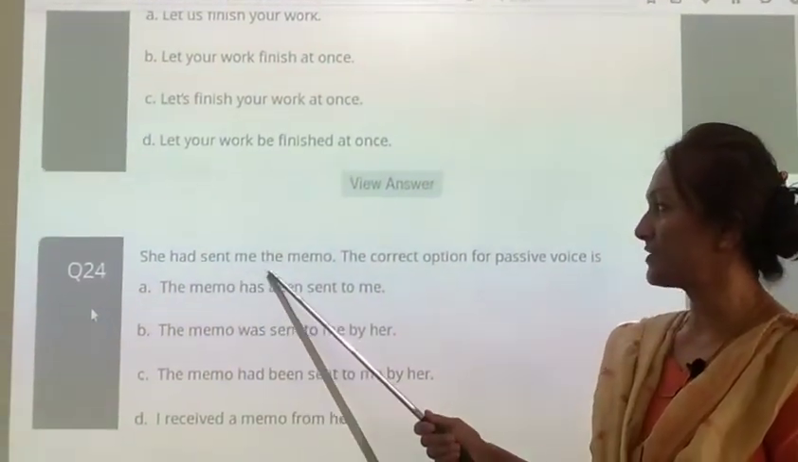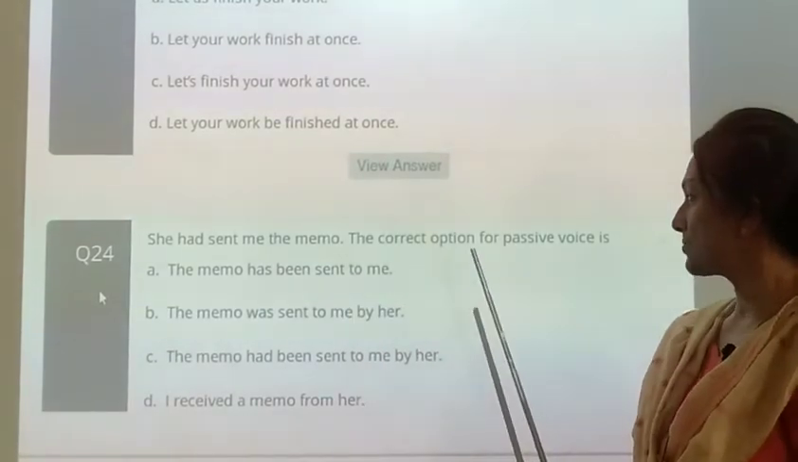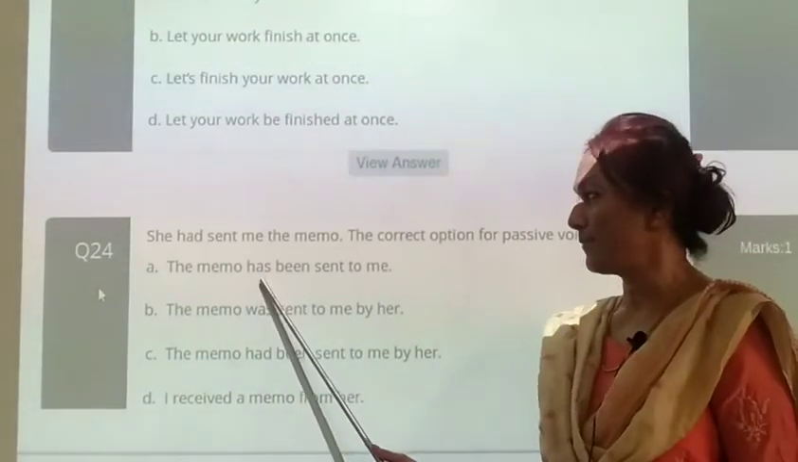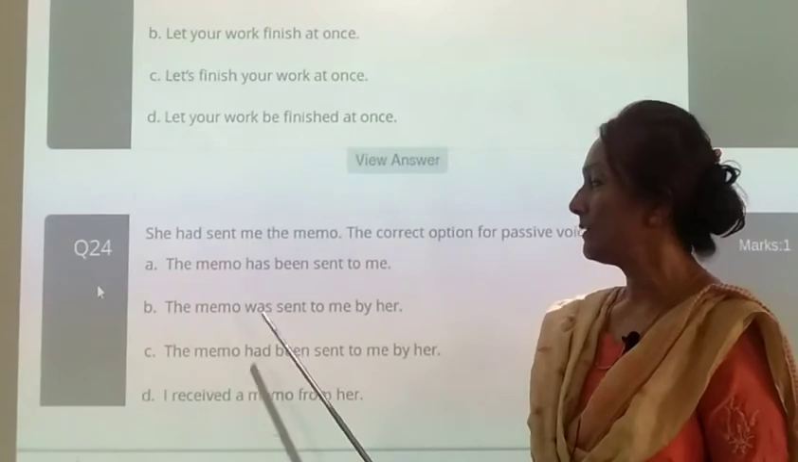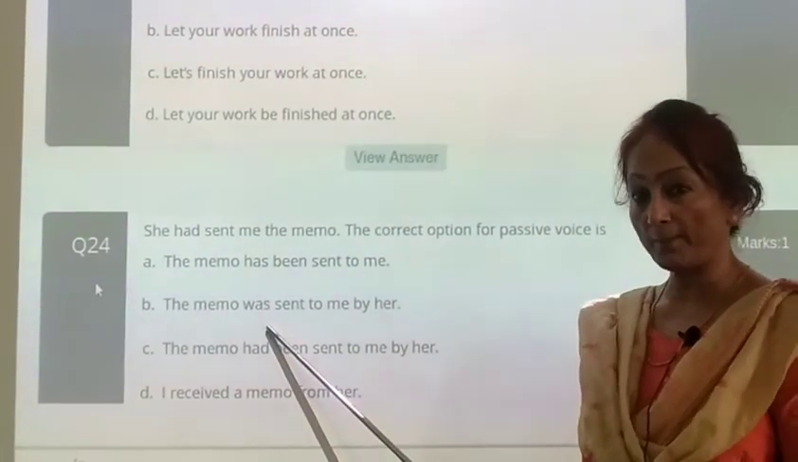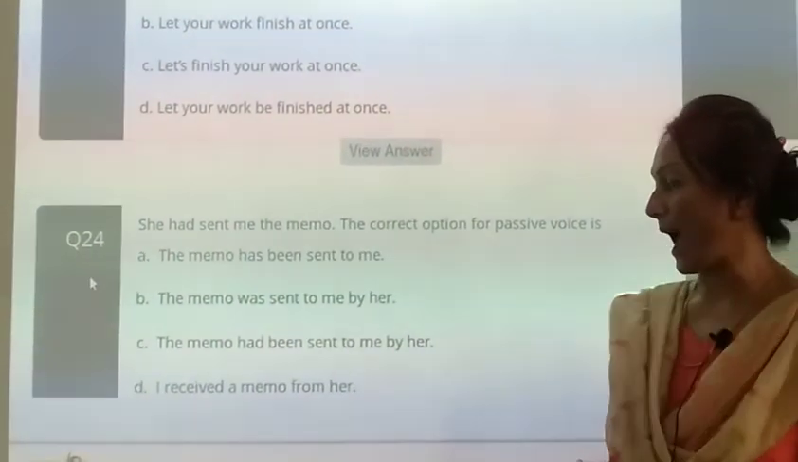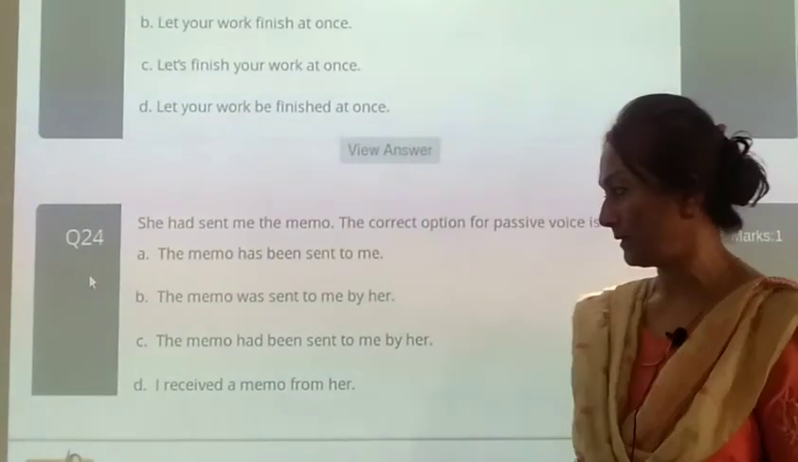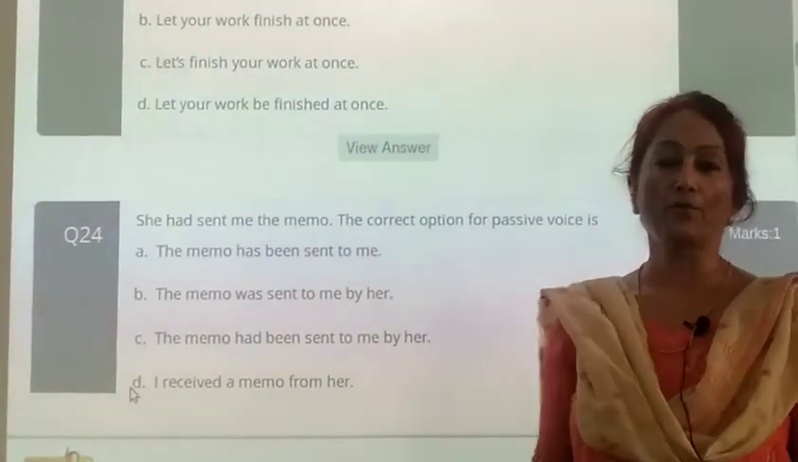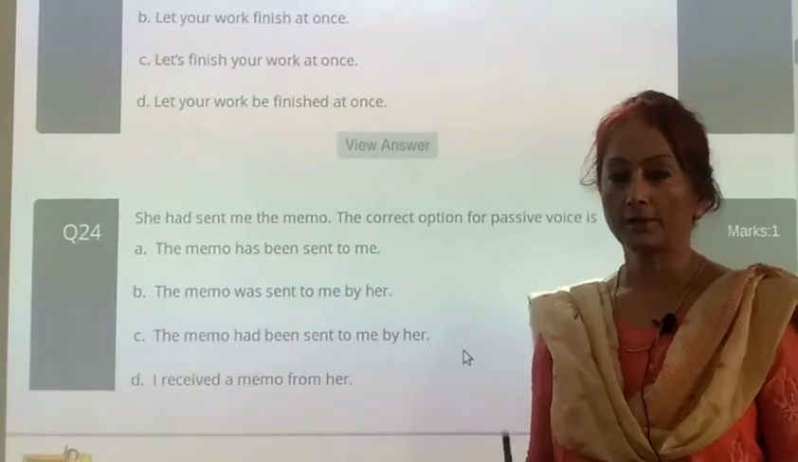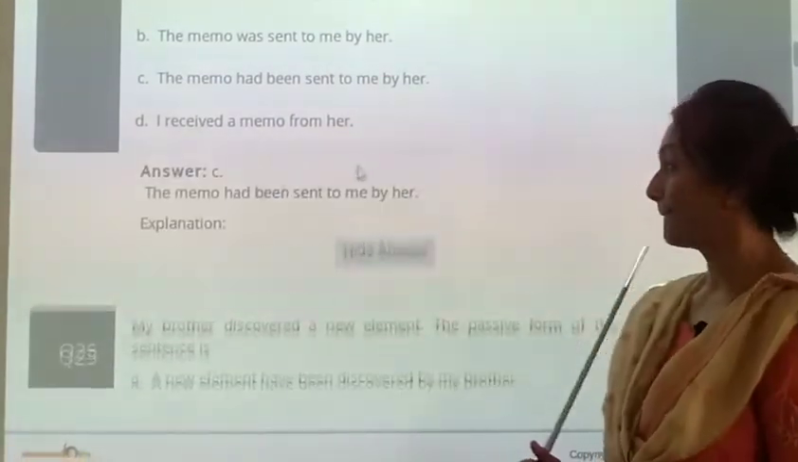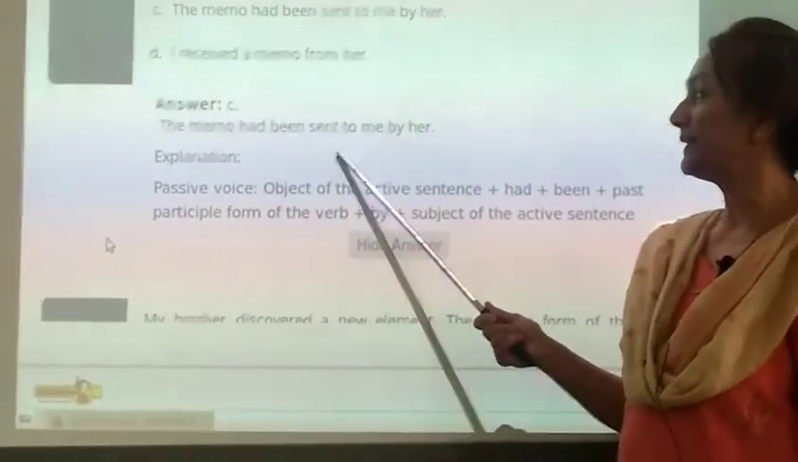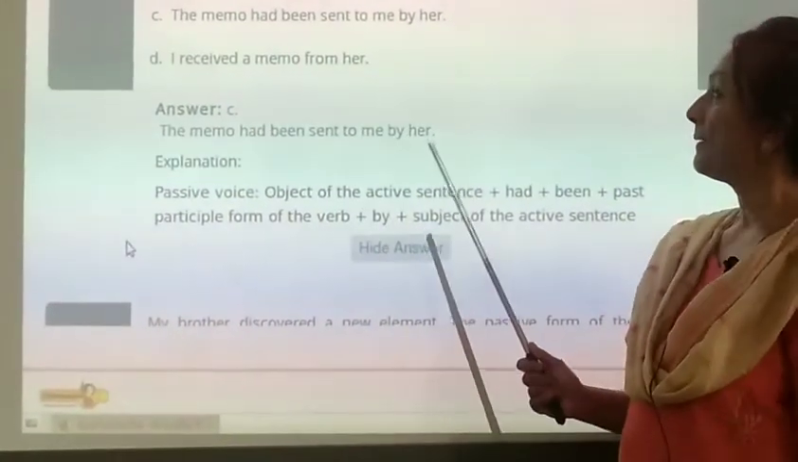She has sent me the memo. The correct option is: the memo has been sent to me. The memo was sent to me by her. The memo had been sent to me by her. I received a memo from her. The correct answer is, the memo had been sent to me by her.